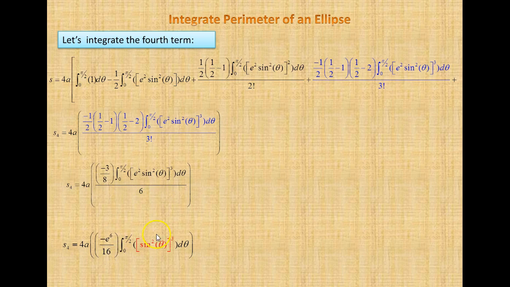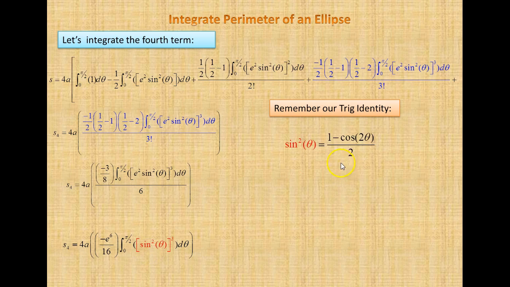So now we cube sine squared. Okay. Well, we remember our trigonometry, sine squared theta is equal to 1 minus cosine 2 theta divided by 2. We're using the same terms over and over again, as you can see. So we haven't done anything new, okay? Now we have to cube this. Okay, last time we squared it. Now we're cubing it. Okay.